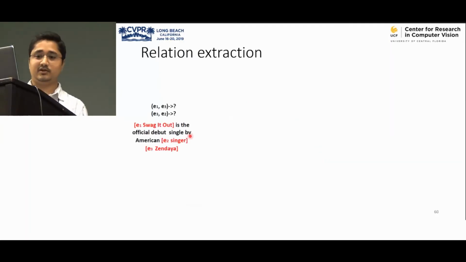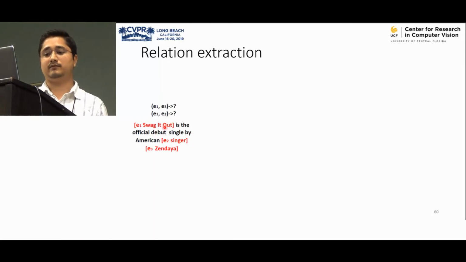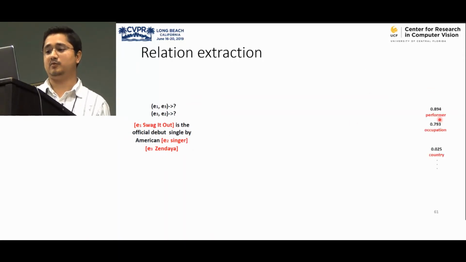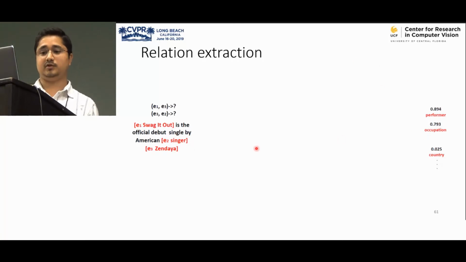For relation extraction, given a text query, let's say you have different entities and you want to find the relation between these entities. Let's say for these two entities the relation is performer, and for these two it's occupation. We can use a capsule network for this because it can capture these entities separately, and it's easier to find the relation on top of that.